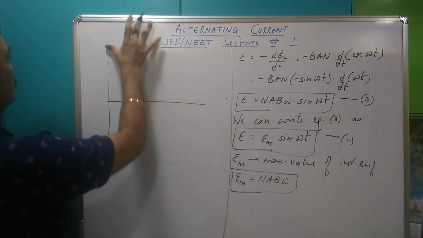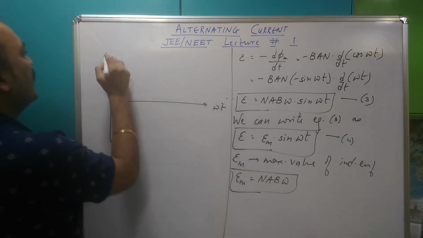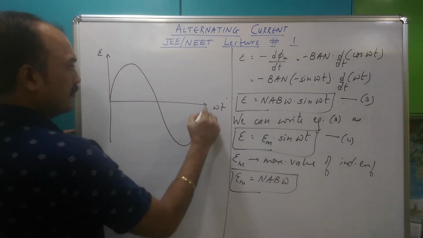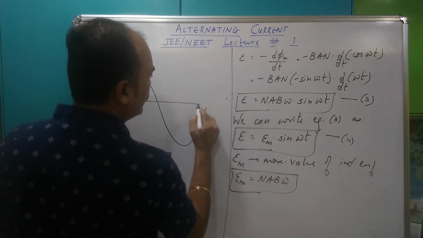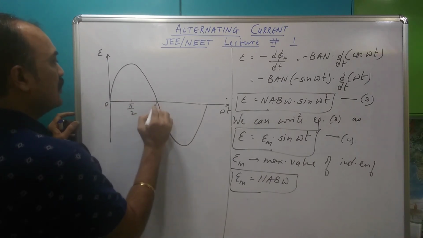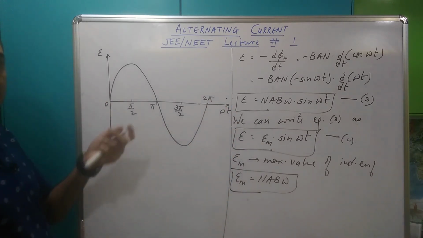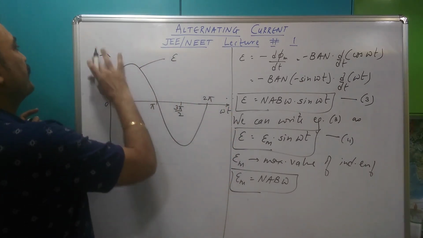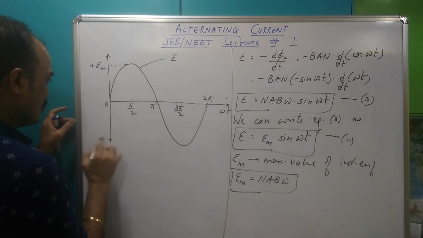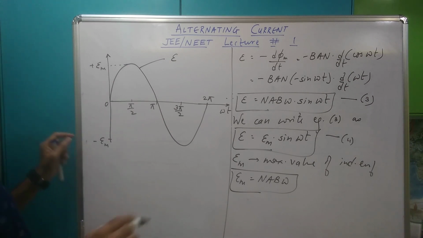If I were to draw the graph of induced EMF, it would be varying according to the sine function. So this 0 is pi by 2. Such graphs are going to be really important in alternating current, people. We've seen such graphs before. So this is epsilon, and this is going to be plus epsilon m, and this is going to be minus epsilon m.